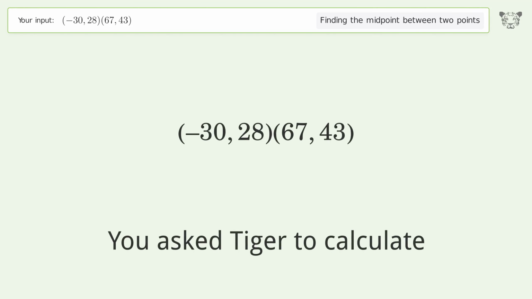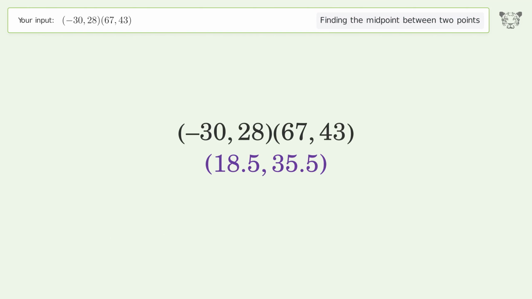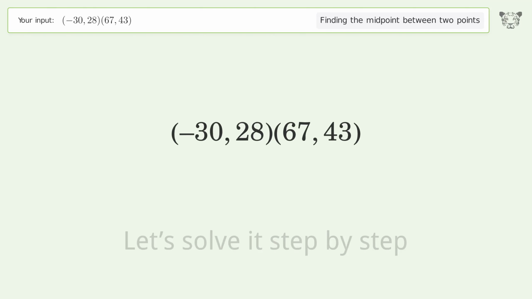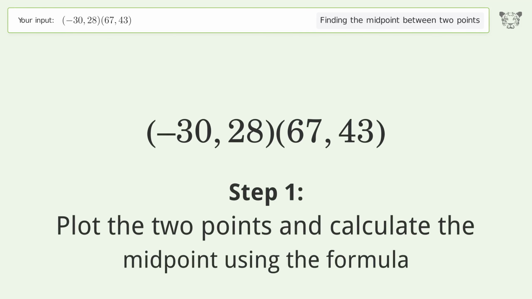You asked Tiger to calculate. This deals with finding the midpoint between 2 points. The midpoint between the 2 points is 18.5, 35.5. Let's solve it step by step. Plot the 2 points and calculate the midpoint using the formula.